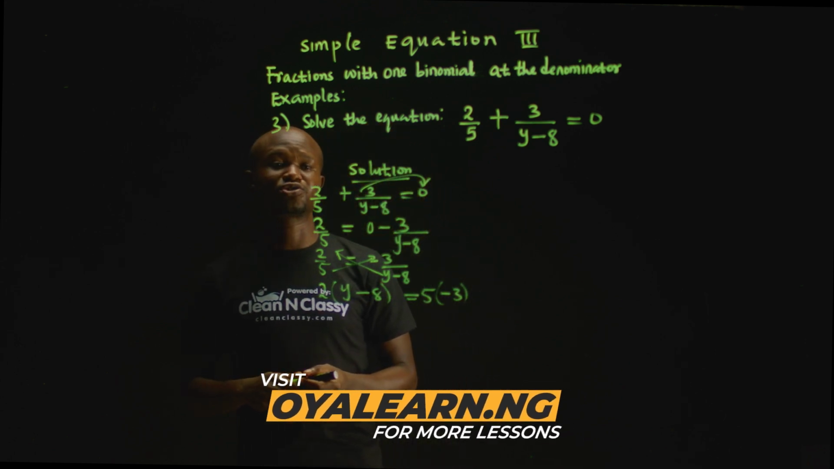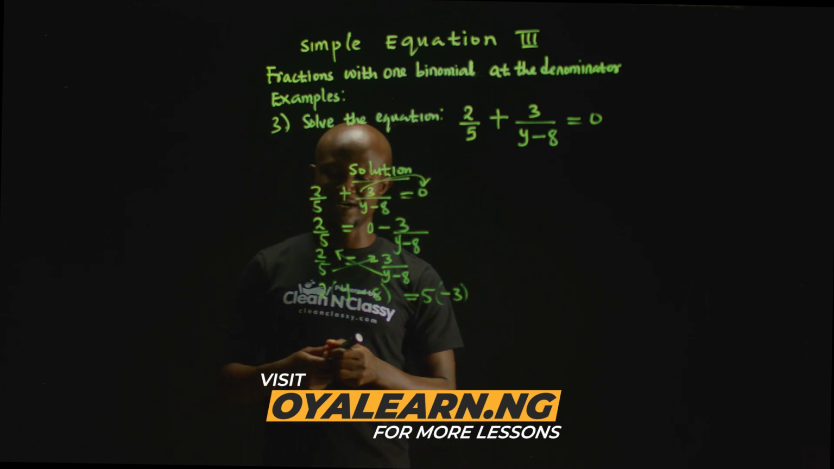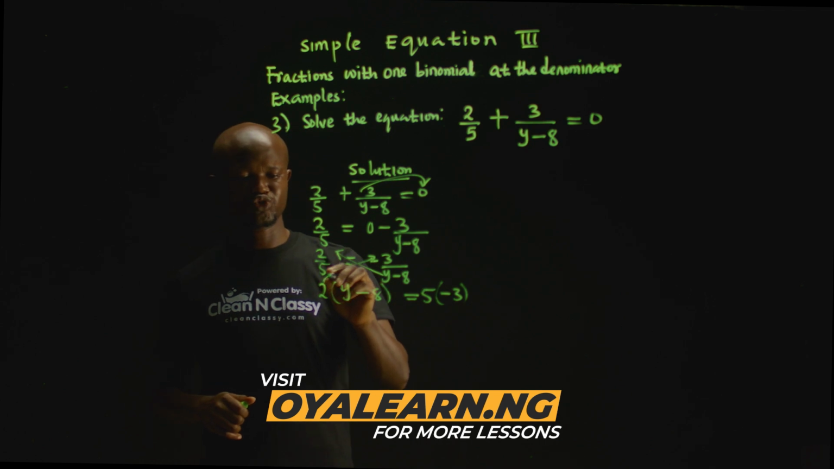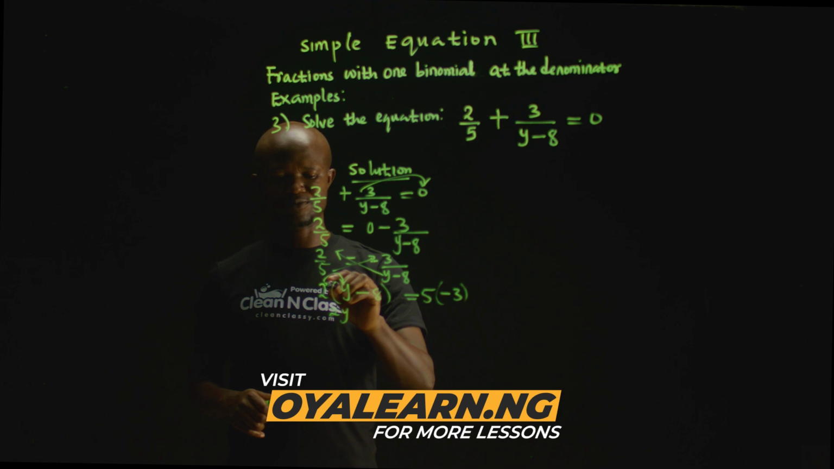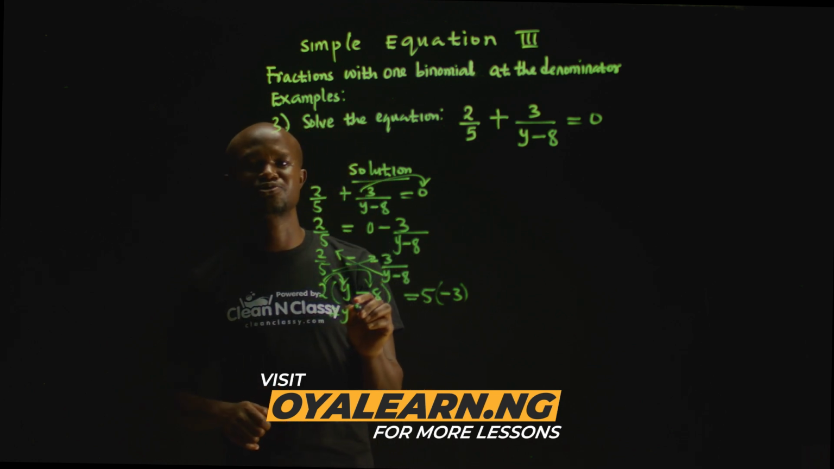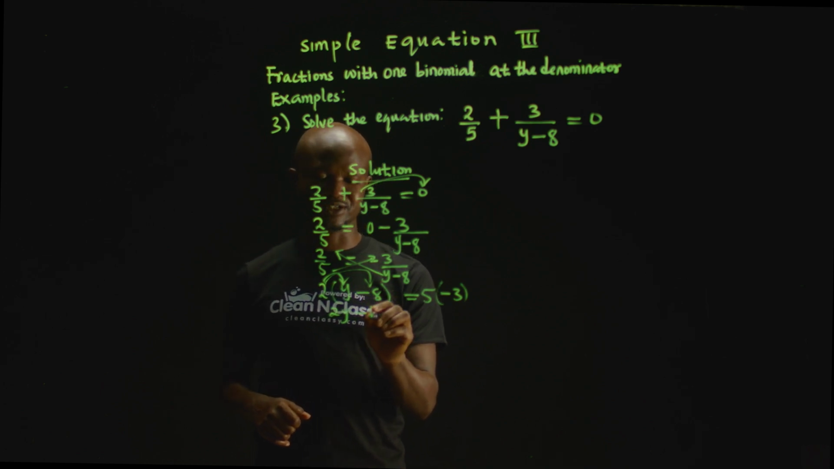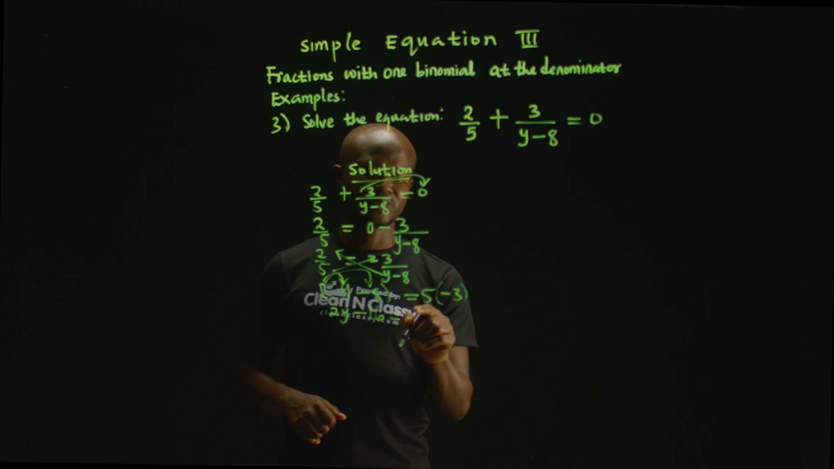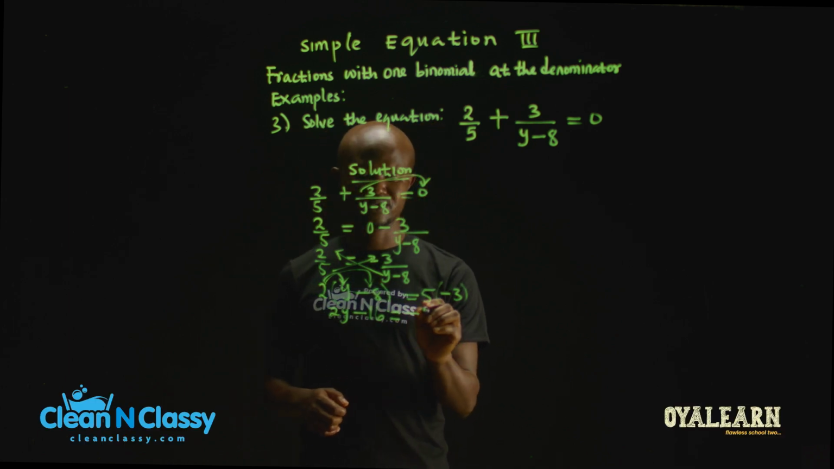The next thing for us to do is to expand the bracket. Expanding the bracket, we have what? This 2, we multiply this y, we have 2y. And this same 2, we multiply minus 8. 8 times 2 is 16. So 2 times minus 8 will give us minus 16. 5 times minus 3 will give us minus 15.